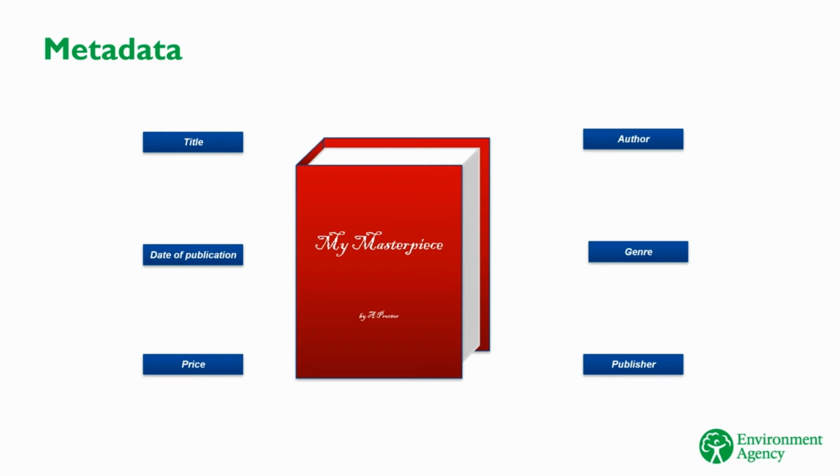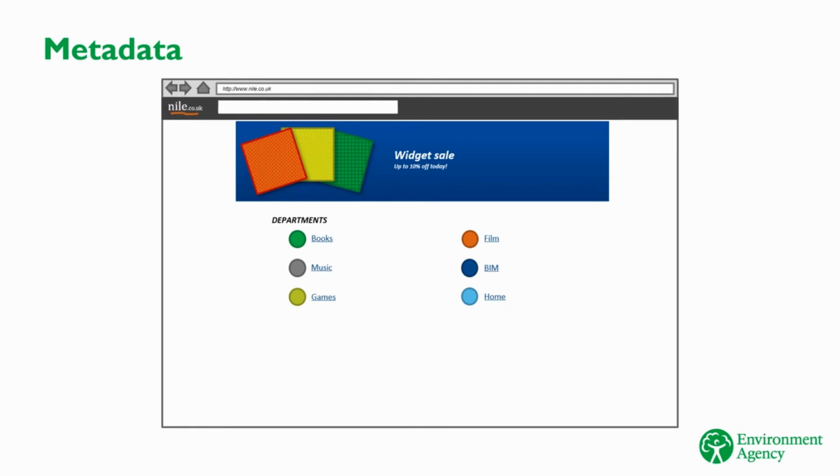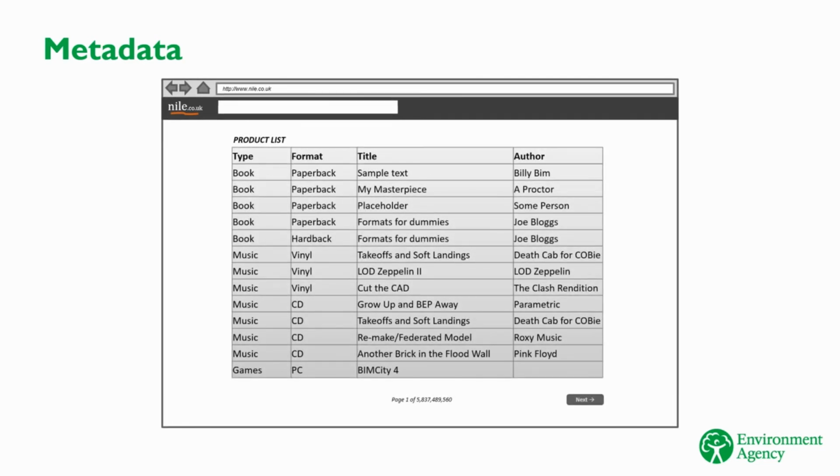You use metadata all the time, probably without noticing. For example, if you wanted to buy a particular book from a website, you somehow need to find the book on the website. Now, the seller could just show you a list of all the items they sell and let you pick the one you want. But this could take you quite a long time.